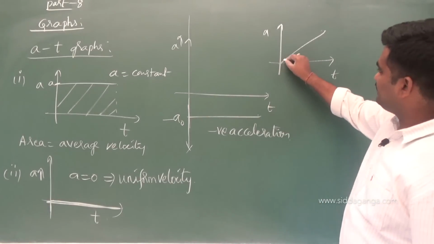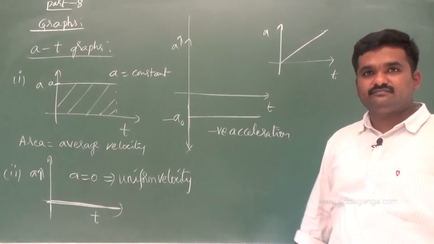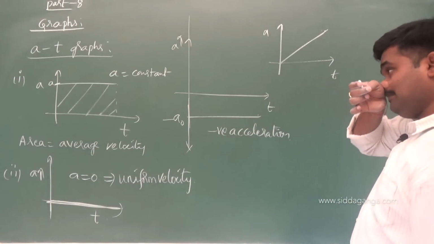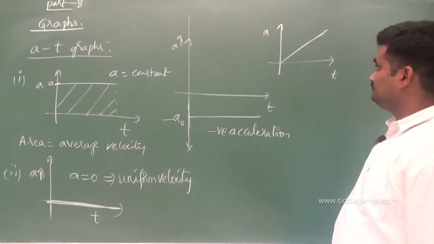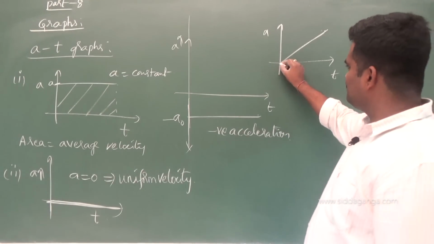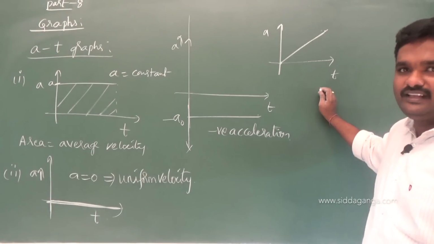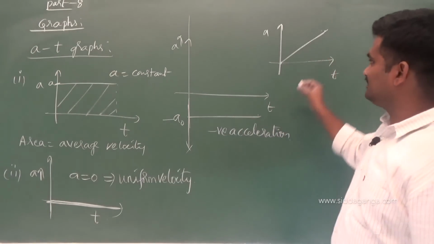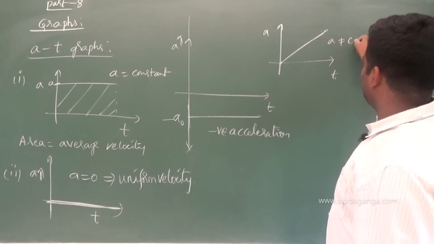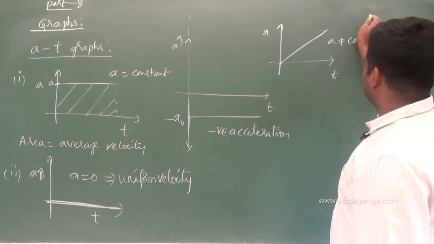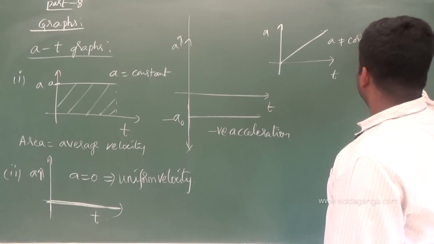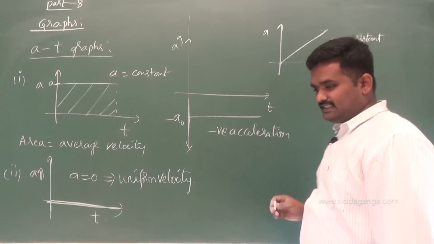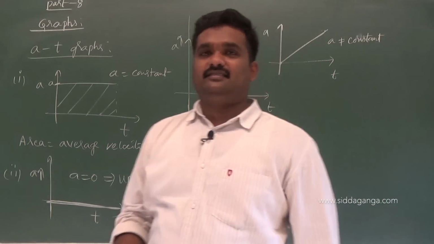A and T. Acceleration is increasing. Yes or no? With respect to time. How is it increasing? Is it uniform acceleration? No. Increase in acceleration is uniform. Here acceleration is not constant. Remember, A is not equal to a constant here. A is not constant. Change in acceleration is constant.